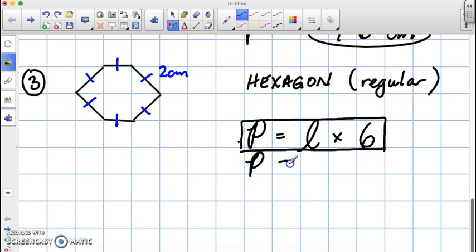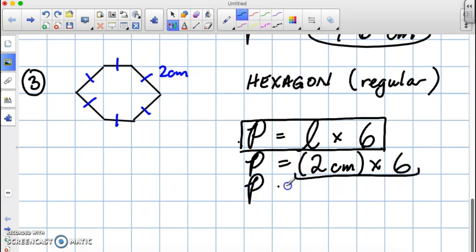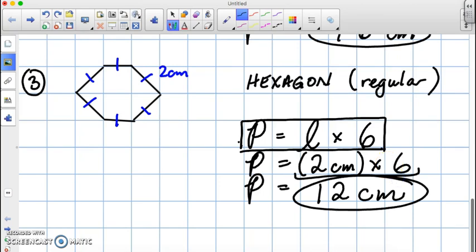So you go ahead and substitute P equals, in this case, 2 centimeters, times 6. And then on the next line, you're going to solve that. Remember, recopy everything as it is here. You know that P is going to equal 12 centimeters, and circle your final answer.